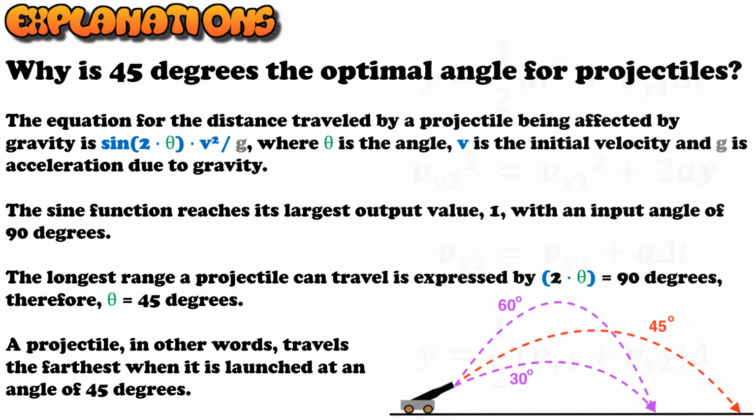It's been determined that the sine function reaches its maximum output of 1 with an input angle of 90 degrees. The longest range a projectile can travel is expressed by the formula 2 times angle equals 90 degrees, which means half of that is 45 degrees. So, long story short, a projectile travels the furthest when it's launched at 45 degrees.